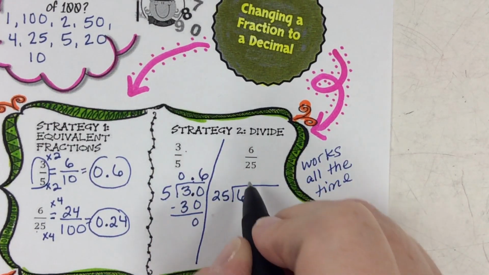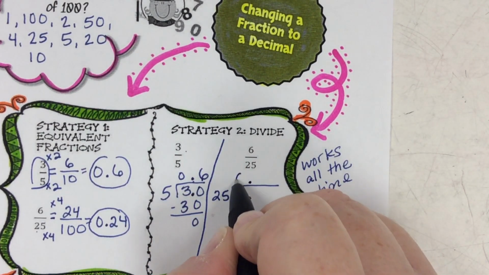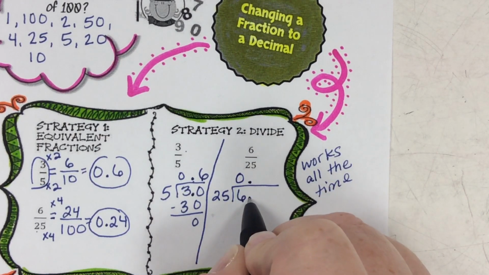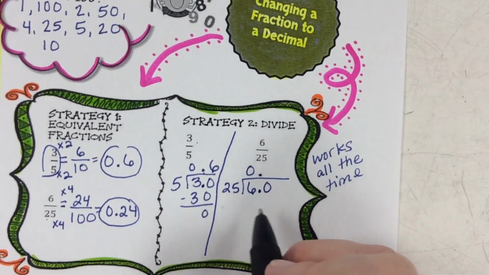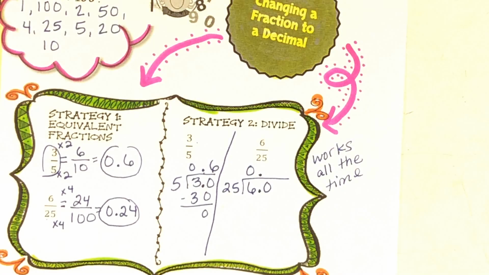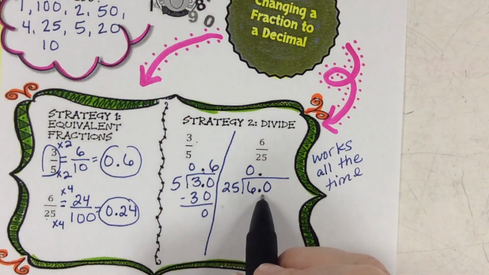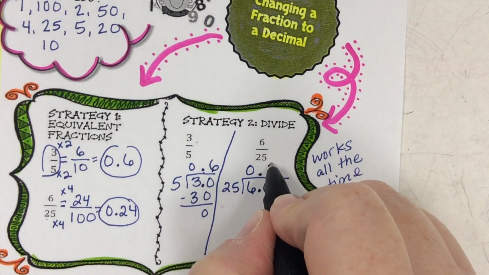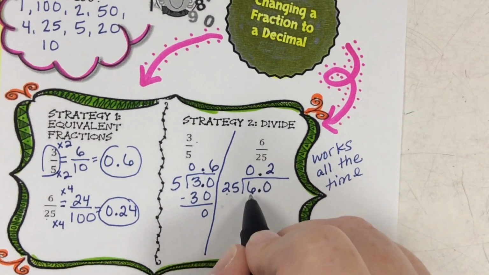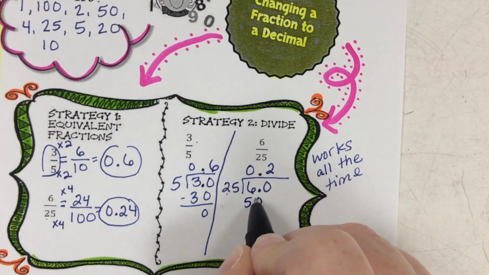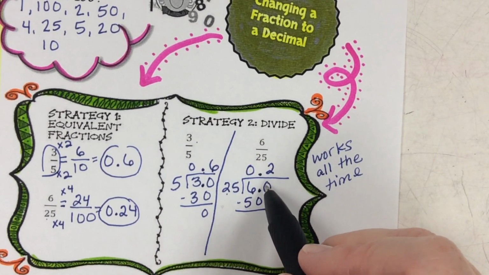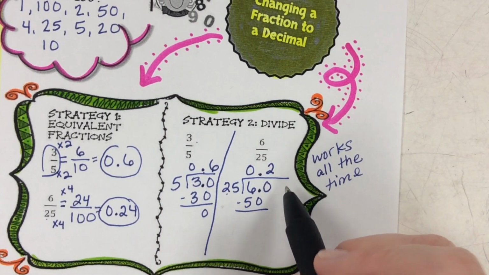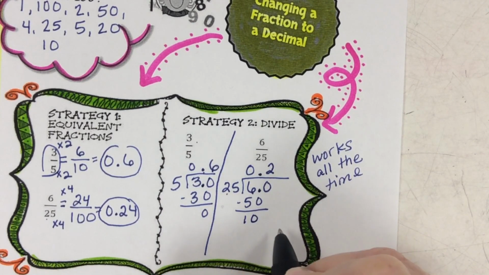Okay, 25 does not go into 6, does it? Goes in there 0 times, so I can add a decimal, and then I can put a 0 because 6 is the same thing as 6.0. Oh, sorry, my lights turned off. 25 goes into 60 2 times. So 2 times 25 is 50. When you are dividing with a decimal, and I know we haven't really done this in class yet, you can just keep going and add zeros here as you need, okay? I'm going to get a remainder of 10.